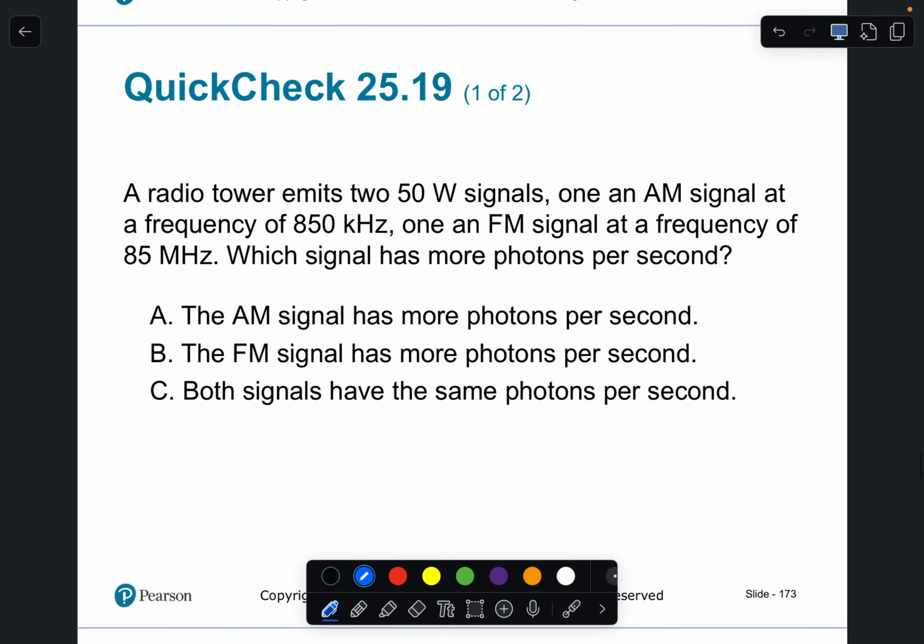Now let's talk about the properties of power and intensity in relation to wavelength. Radio towers emit electromagnetic waves which transmit communications. Let's say we have two radio towers emitting 50-watt signals. One 50-watt signal is an AM signal of a frequency of 850 kilohertz, and the other is an FM signal of a different frequency, 85 megahertz. Which one has more photons per second? We're going to have to break this power down into what it is. Power is energy over time.